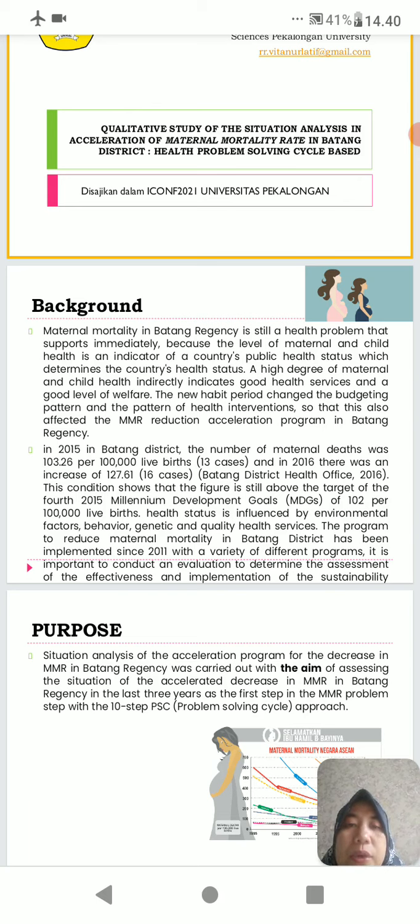welfare. The new habit period changed the budgeting pattern and the pattern of health intervention, so that this also affected the MMR reduction acceleration program in Batang Regency.